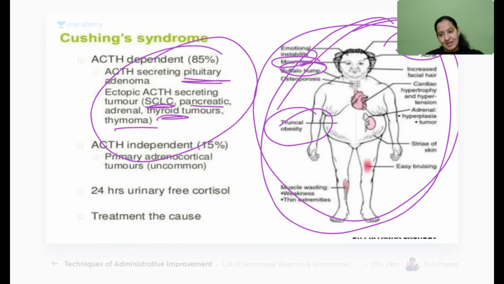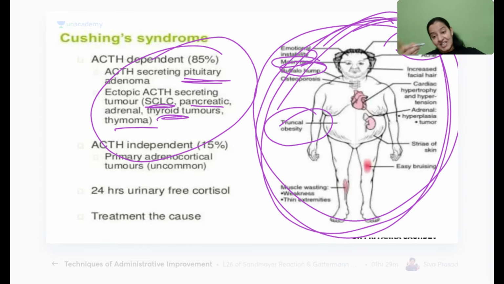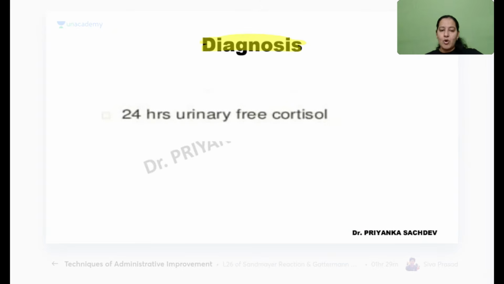Learn the clinical features. The patient comes to you with these clinical features. You can say it can be simple Cushing syndrome or paraneoplastic Cushing syndrome. If it is simple Cushing syndrome, no need to fear, we will treat it. If it is paraneoplastic, along with Cushing syndrome, we have to treat the tumor also. The tumor is hidden in you. Which tumor? You can have small cell carcinoma lung, pancreatic tumor, thyroid tumor, or thymoma. These 4 tumors can present with Cushing syndrome, so you have to counsel your patient.